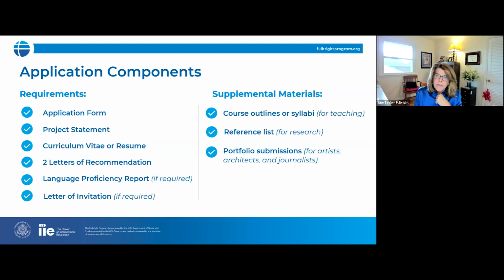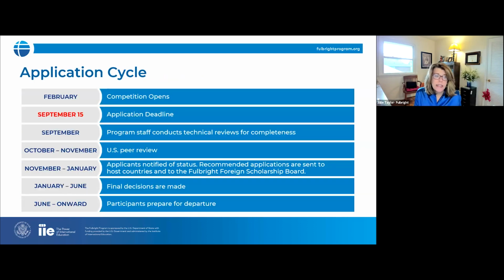And then for artists, architects, and journalists, there is often a portfolio submission that is required. So the deadline to remember is September 15th. Then we go right into review. And the peer review in the United States occurs in October and November. Those are people from your discipline. If you're interdisciplinary, we try as much as possible to have people who have similar research reviewing your application.